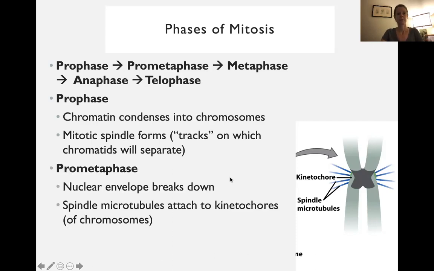Prometaphase, the nuclear envelope is starting to break down. So this is all happening, remember, DNA is in the nucleus. In order for half of the DNA to go to one side of the cell and half to go to the other side, that nuclear membrane, the envelope, needs to break down so the DNA can move. So the nuclear envelope breaking down is a big step or an important step of prometaphase. And then we have more attachment of the spindle microtubules to the kinetochores.